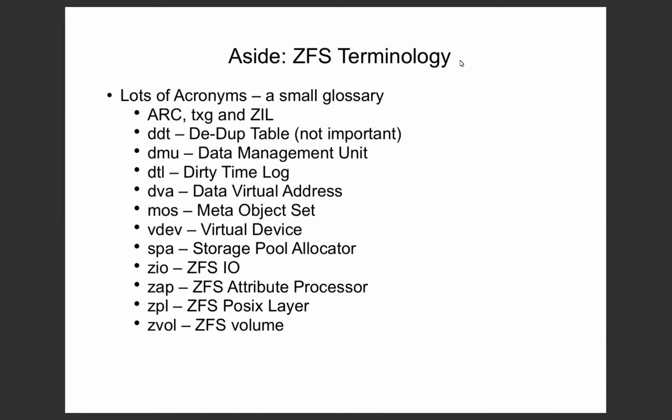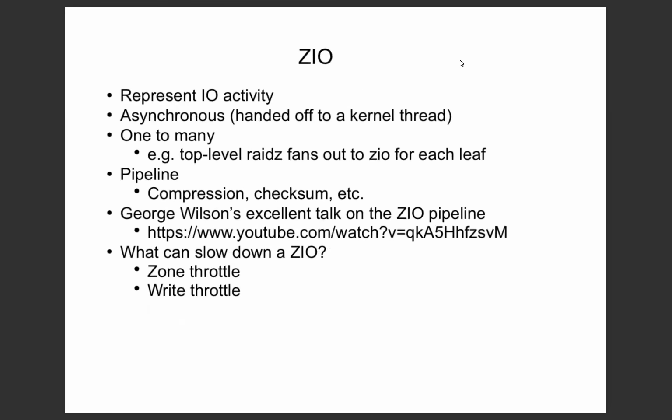And then the last thing that's important to know about is a ZIO. That's the thing that ZFS is going to create when I/O has to happen. So if you do a read and it hits the ARC, normally there's never a ZIO that has to go out to disk, as an example. But if we do have to do disk I/O, then we're going to need a ZIO for that. And so I want to talk about that in a little more detail.